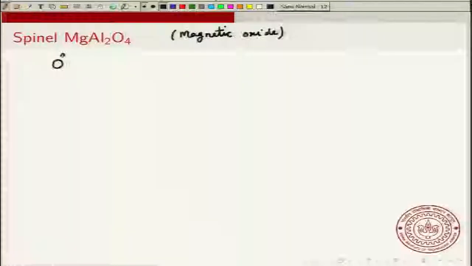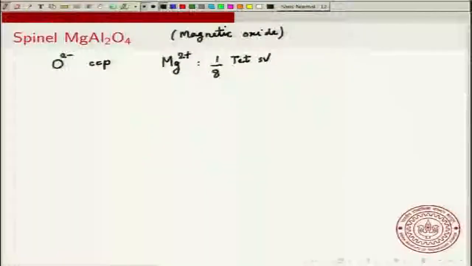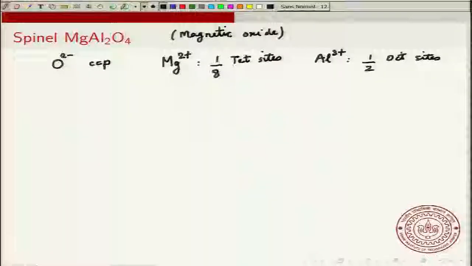You have oxygen 2 minus, the oxide ion, that forms a CCP, cubic close packed, and now the Mg 2 plus cations occupy 1/8 of the tetrahedral sites. And the Al 3 plus ions occupy 1/2 of the octahedral sites. Now there are a total of 8 tetrahedral sites in one conventional cubic close packed cell. If you occupy 1/8 of the tetrahedral sites, that means you are occupying only one of them, and you are occupying 2 out of the 4 octahedral sites.